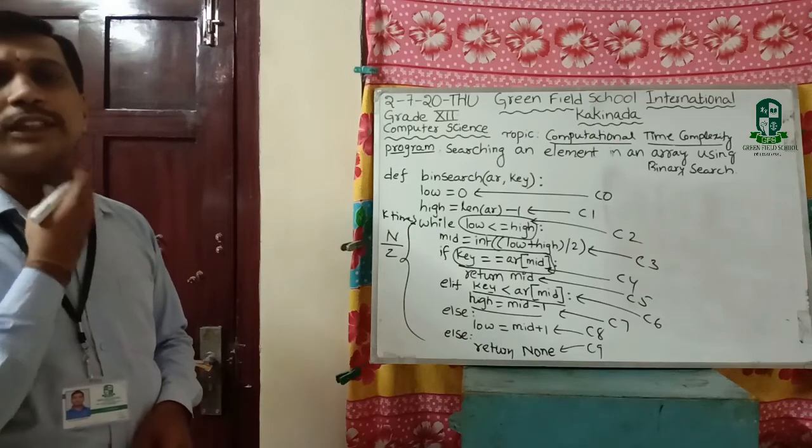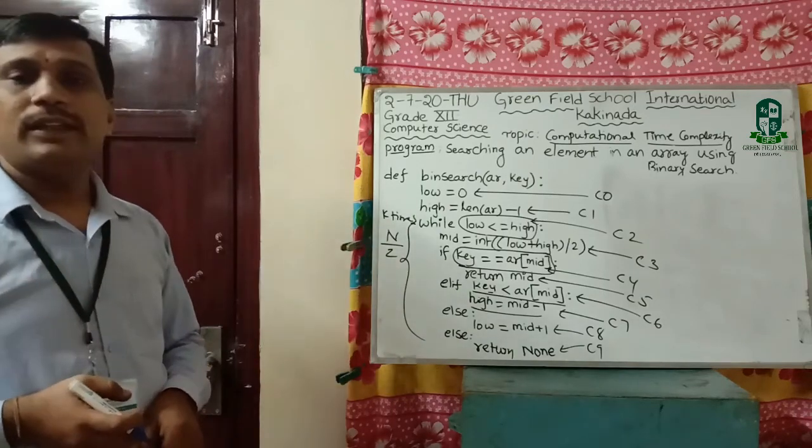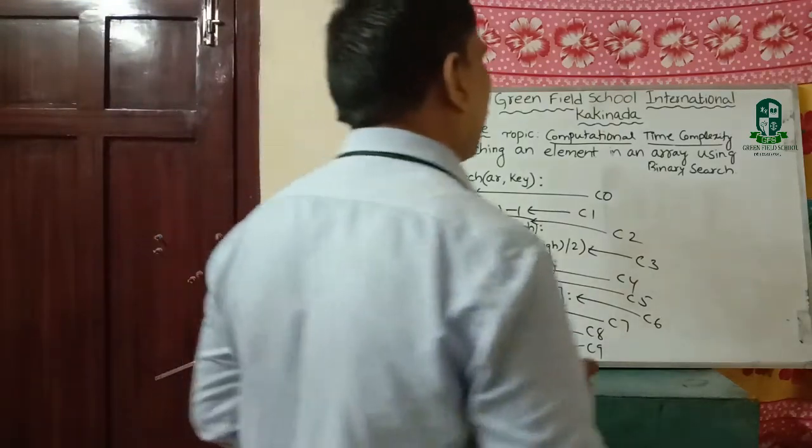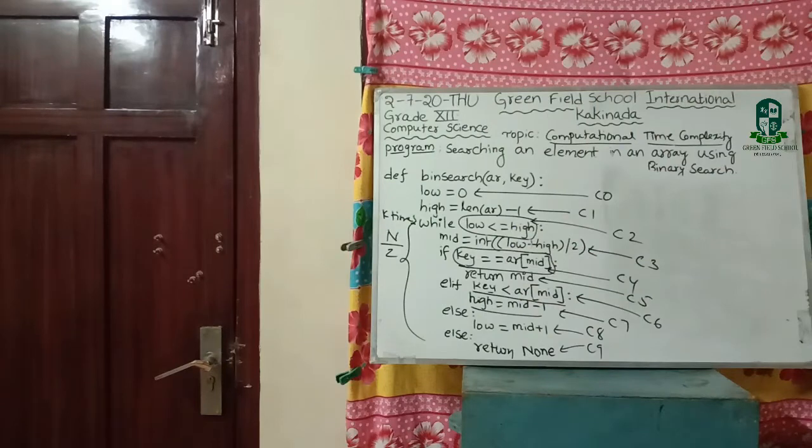So k times it calculates n by 2 in this process. So how many times is the while loop repeated? N by 2 power k, then we reach one element. Our assumption is we reach one element, so n by 2 power k is equal to 1.